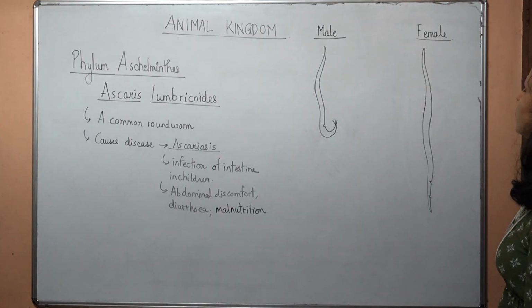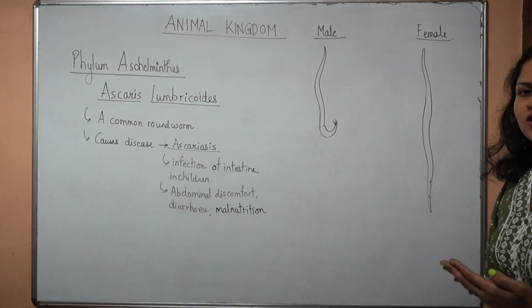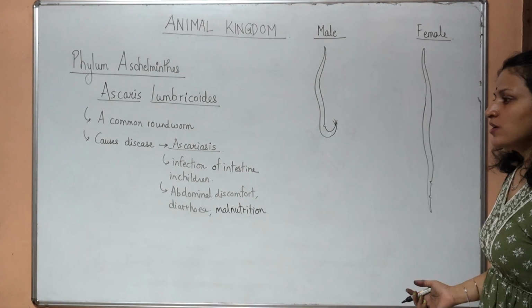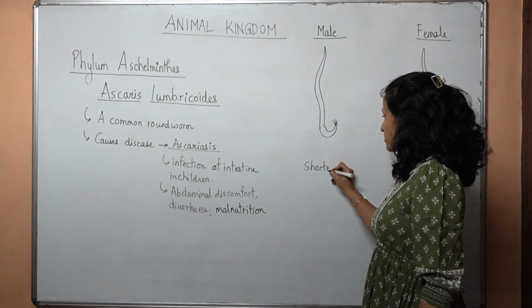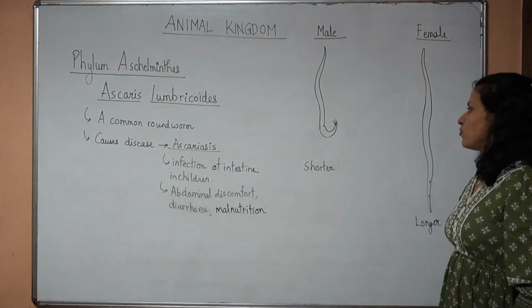So what I have drawn over here is the male and the female. Can you look at it and tell me what are the differences? In terms of length, what can you say? That the male is shorter, right? And the female is longer. What else can you say?